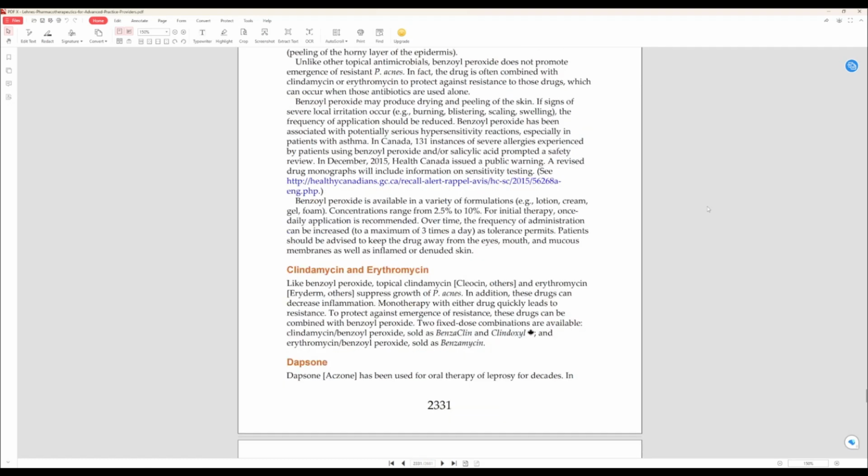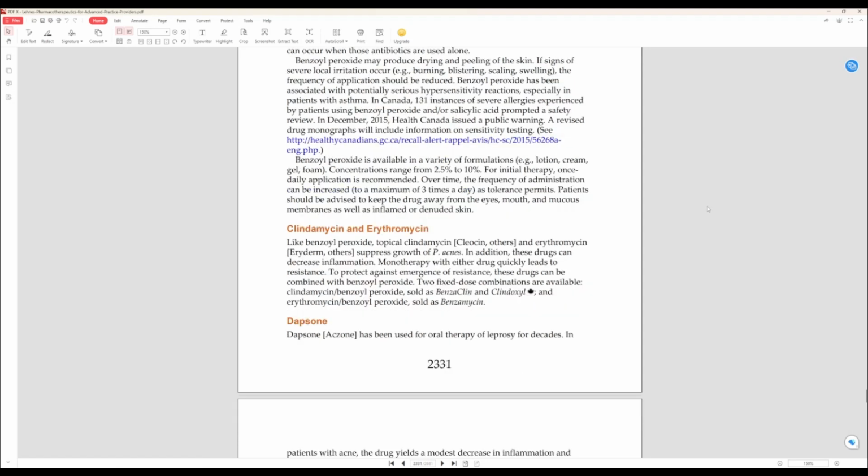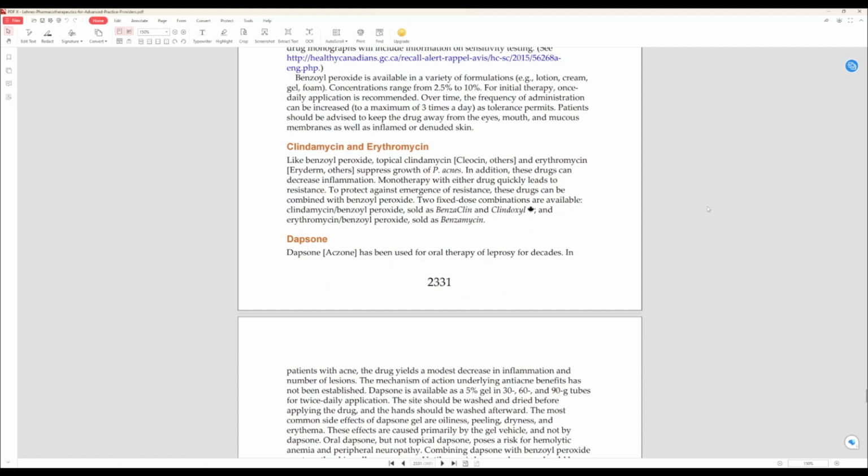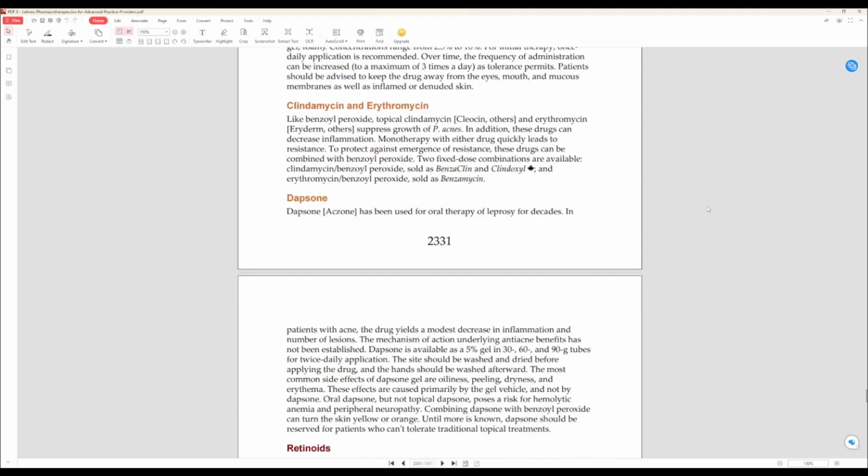Which brings us to the next medication, Dapsone. Dapsone, also known as Aczone, has been used for oral therapy of leprosy for decades. In a patient with acne, the drug yields a modest decrease in inflammation and number of lesions. The mechanism of action underlying the anti-acne benefit has not been established. Dapsone is available as a 5% gel in 30, 60, and 90-gram tubes for twice daily application.